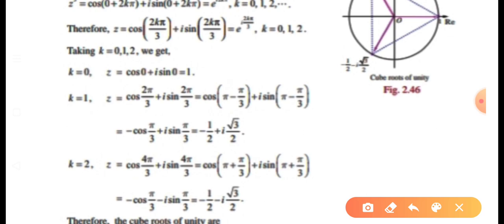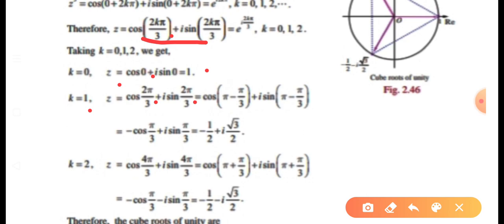Taking k is equal to 0 in this equation, now z equal to cos 0 plus i sin 0. Cos 0 degree, that is 1, plus i sin 0, that is 0. So 1 plus i 0, that is the answer is 1. Next we substitute k is equal to 1 in this equation, then z equal to cos 2π by 3 plus i sin 2π by 3.